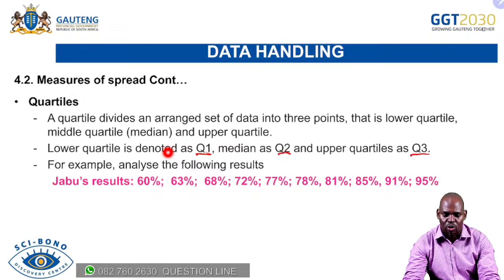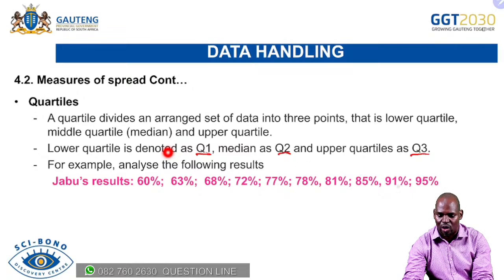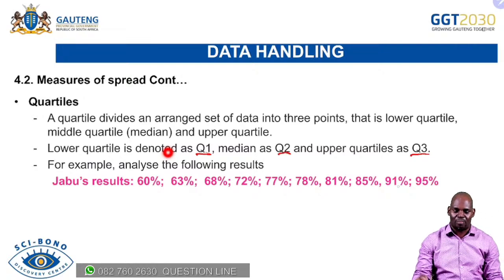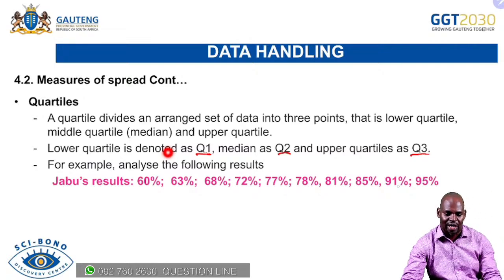Okay, we need to determine quartile 1, quartile 2, and quartile 3. We have to check the values that are given. We've got 60, 63, 68, 72, 77, 78, 81, 85%, 91%, and 95%. All of them are in percentages. But I remember I said for the sake of calculations, you can just disregard the percentages now, but in the end, when you write down your final answers, you indicate the percentages.